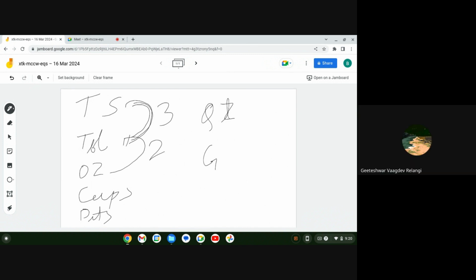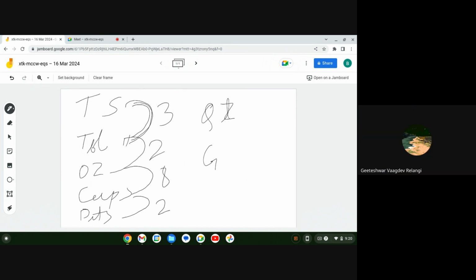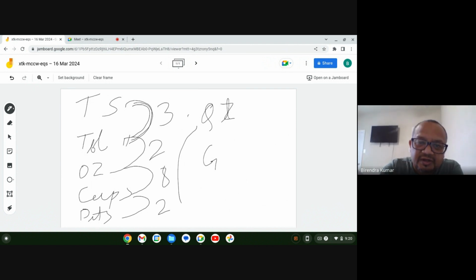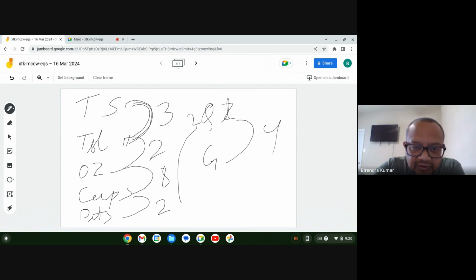8 fluid ounces make 1 cup. Two cups make one pint. Two pints again make one quart. And four quarts make a gallon. So here, the only outliers are teaspoon to tablespoon and ounce to cup.